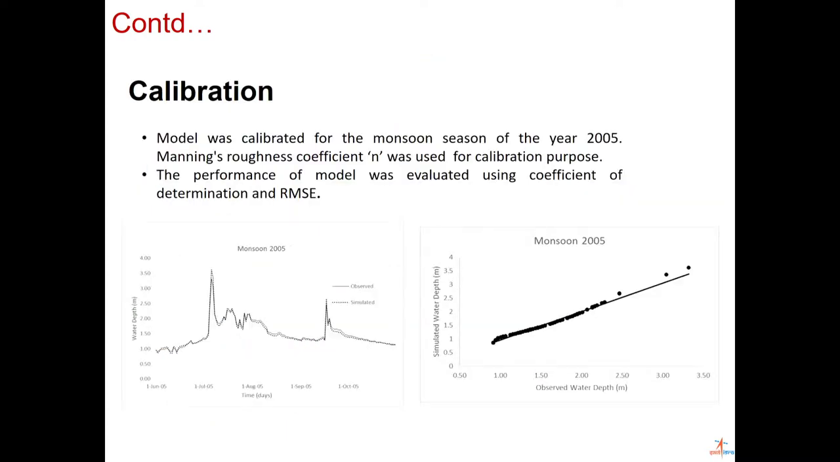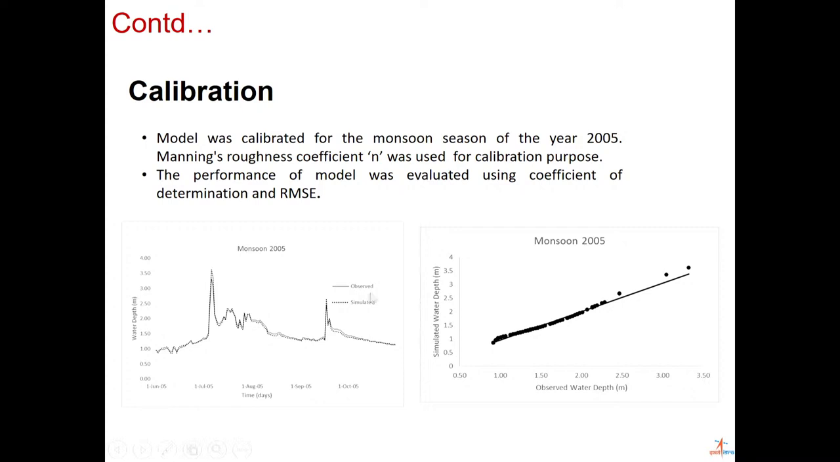Now here comes the calibration stage. As I said, my model was set up from Dari to Largi. At Dari, the upstream end, I gave the 2005 monsoon season discharge data as input, and then I ran this model and generated a time series at the downstream end, that is at Largi. This is what I have got at the downstream end.